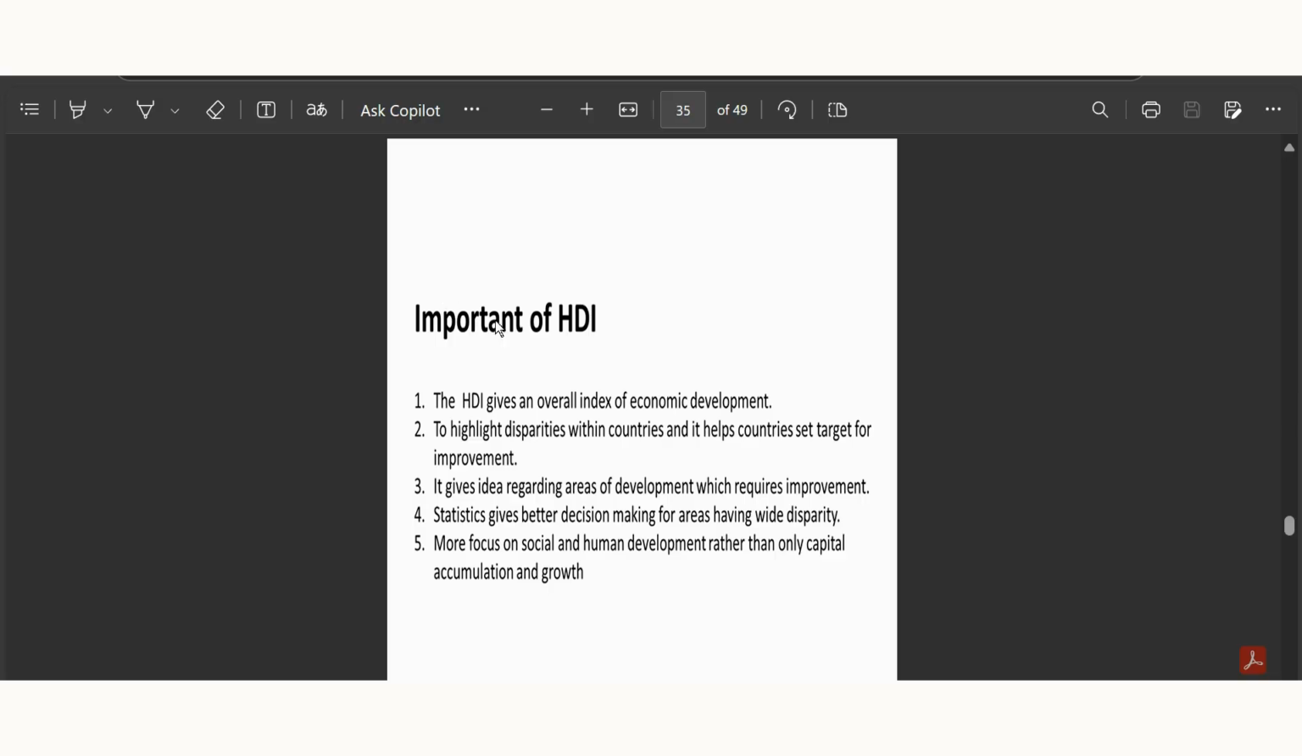Our final and last topic is the importance of HDI. The HDI gives an overall index of economic development, highlights disparities within countries, and helps countries set targets for improvement. It gives an idea regarding areas of development which require improvement. Statistics give better decision making for areas having wide disparity, with more focus on social and human development rather than only capital accumulation and growth.